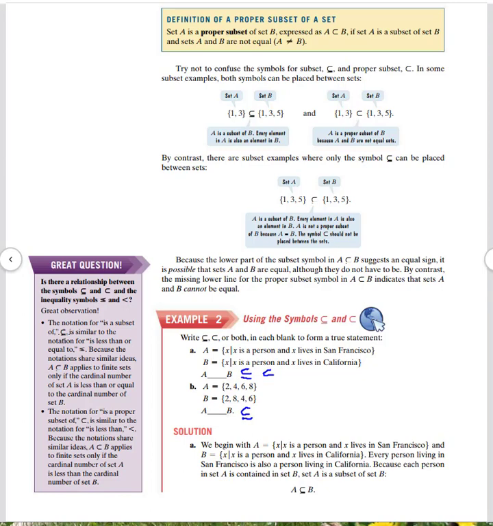So I write that down. Is A a proper subset of B? In other words, is there something in B that's not in A? And the answer is no. So I can't say that A is a proper subset of B.